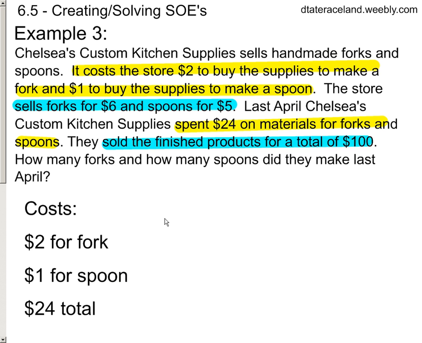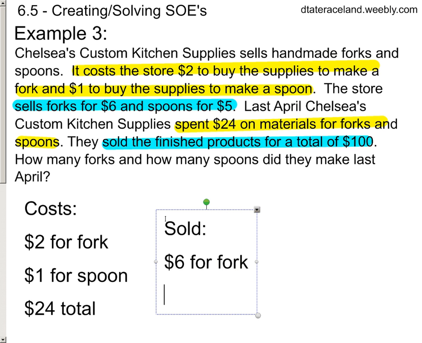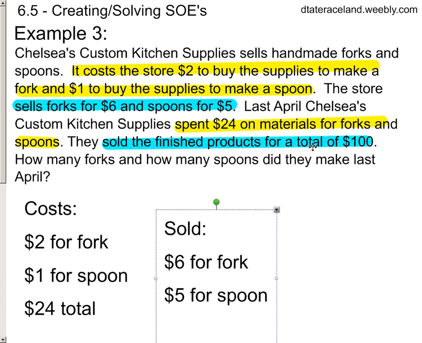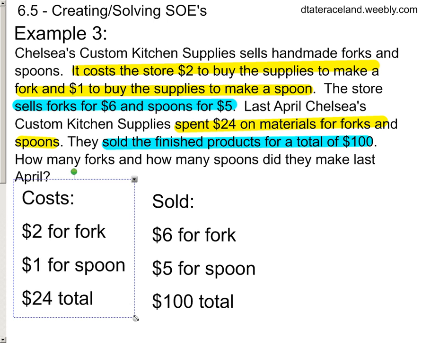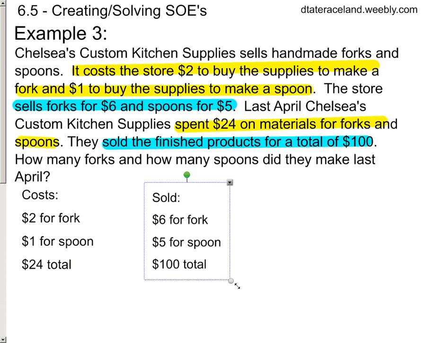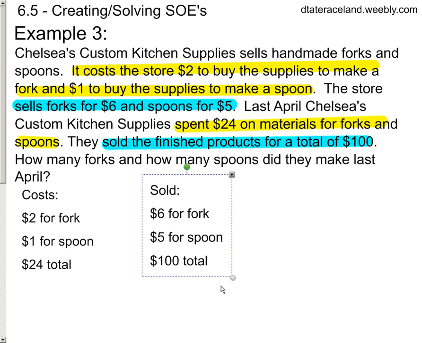Then we can come over here and we can start taking a look at the sold or sell. Okay, let's see, $6 for forks. $5 for spoons, and they sold the finished products for a total of $100. So it's $100 total. Now that's all the information that they've given us, and we basically just want to know how many spoons, how many forks did they sell? And there's all sorts of different combinations that we can get, but there's only one that's going to account for the cost and the total profit and everything else.